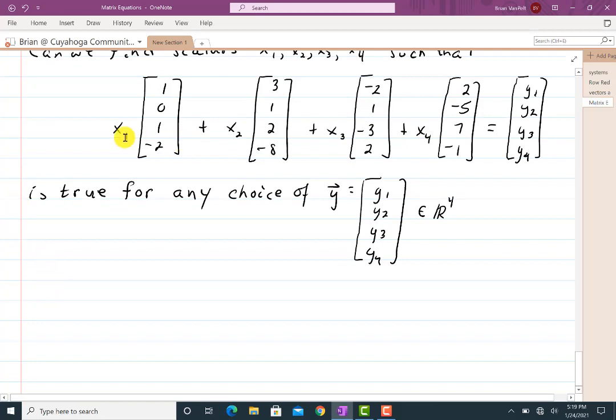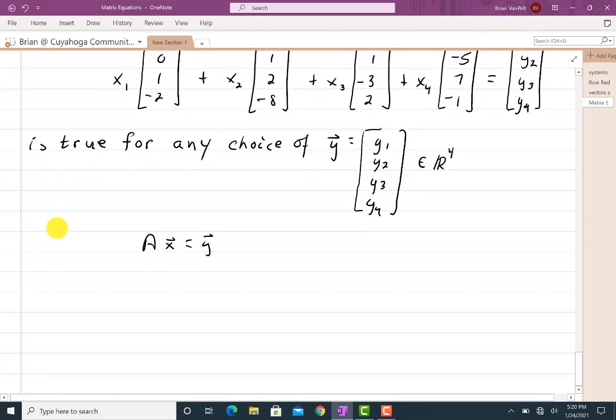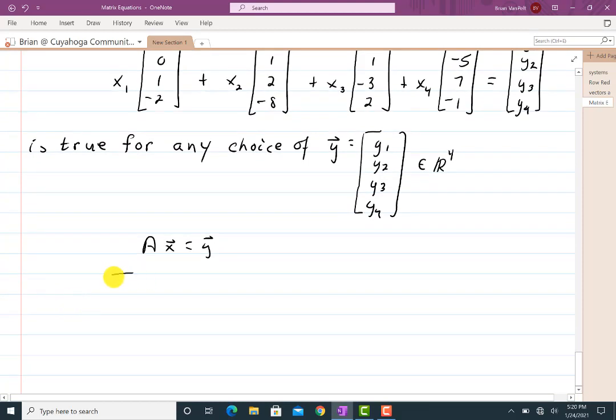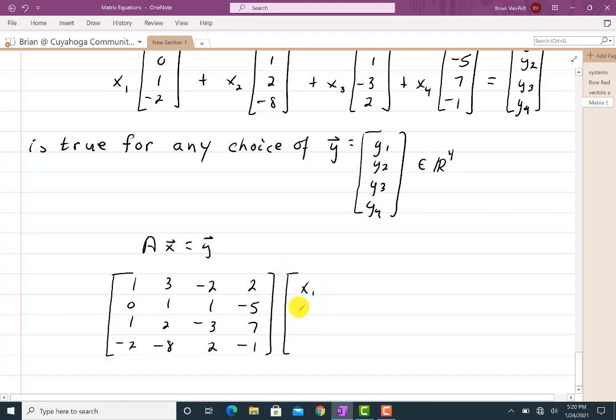But this whole expanded format here, I can rewrite this equation up here in the following format. Remember how we define multiplication of a vector to a matrix. I can rewrite it as AX equals Y, where X is going to be x1 through x4. Let me go ahead and put my matrix in. We had 1, 0, 1, negative 2, 3, 1, 2, negative 8, negative 2, 1, negative 3, 2, and 2, negative 5, 7, negative 1. And the x vector, x1, x2, x3, x4. That's how we compactified this whole left side, and that was equal to y1 through y4.